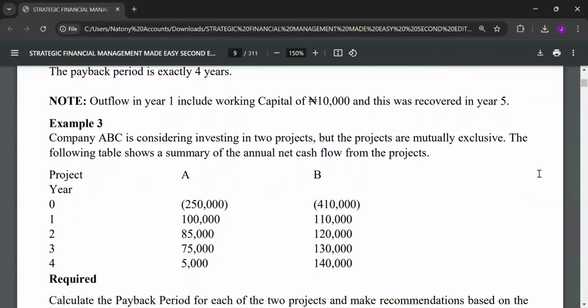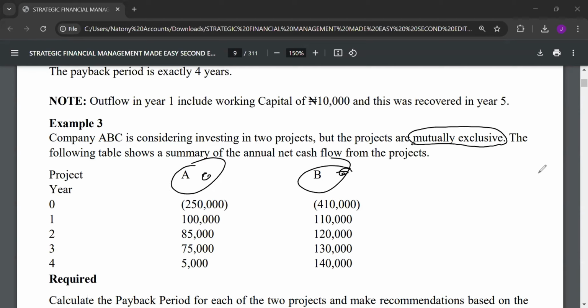Looking at the second example, company ABC is considering an investment in 2 projects, and we assume that the projects are mutually exclusive. So when projects are mutually exclusive, what does it mean? That you cannot undertake A and B. You either undertake A or B.